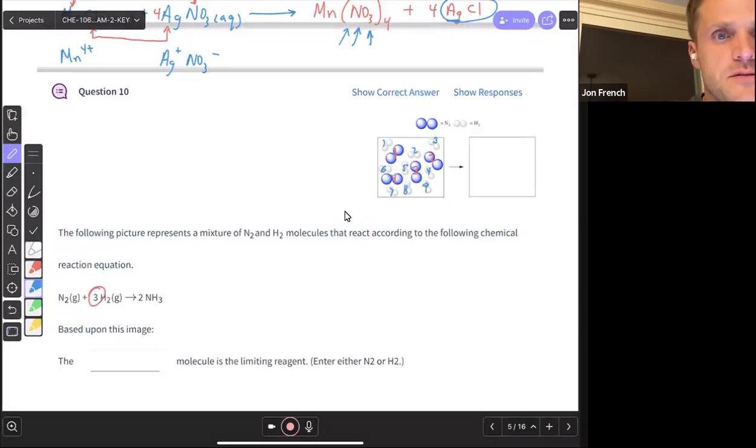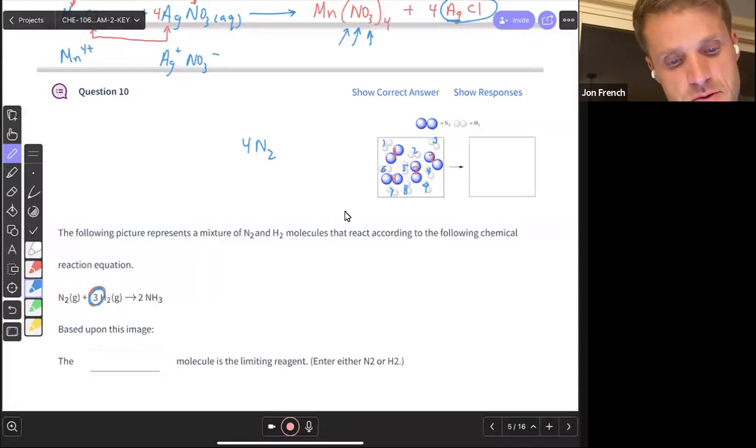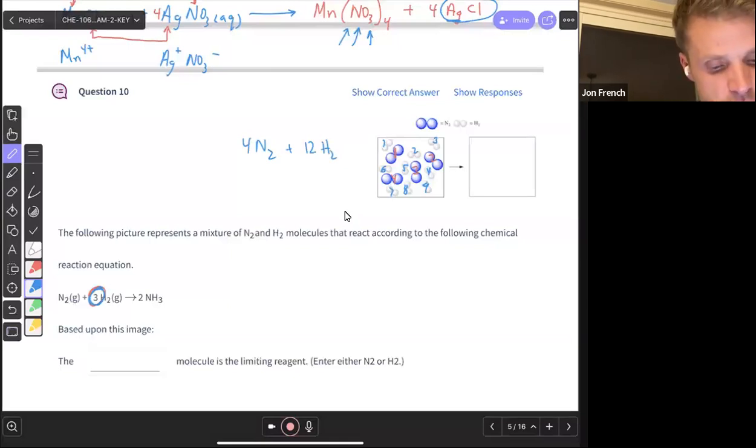So hydrogen is going to be our limiting reagent because, based on the nitrogen, we need to have more hydrogen than we do. Because I've got 4 nitrogens, I need 3 times as much hydrogen. So I really need to have 12 hydrogen. I don't have it. So we could just say the hydrogen is our limiting reagent based on that.